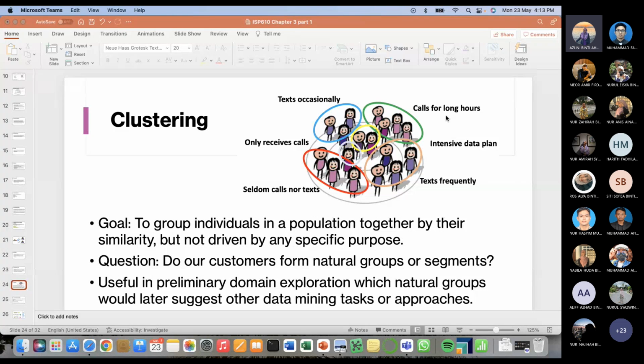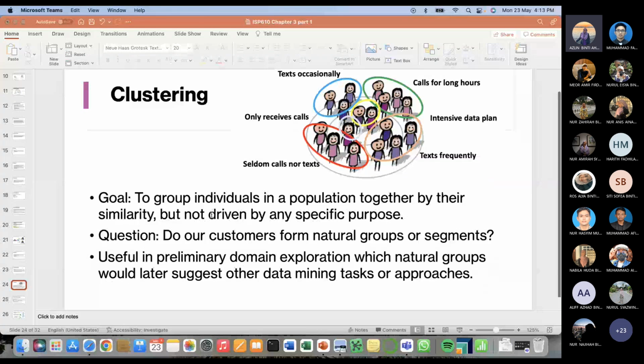So kalau kata for this one kan, calls for long hours. So what are the plans can be offered to this group of customers? Kalau pakai data plan, okay, apa? So the goal for clustering is to group individuals in a population together by their similarity.